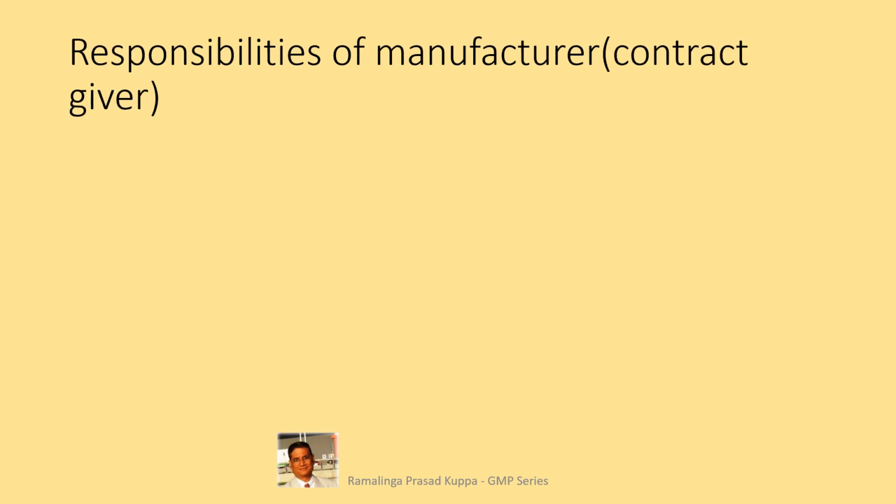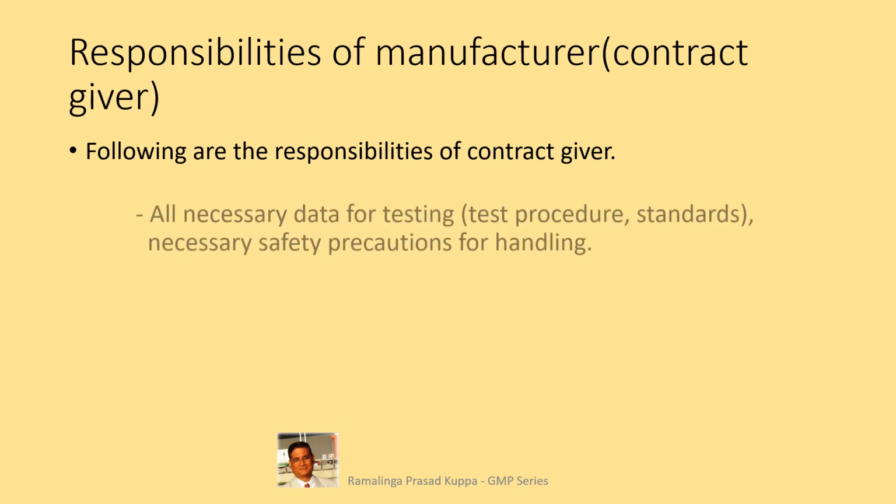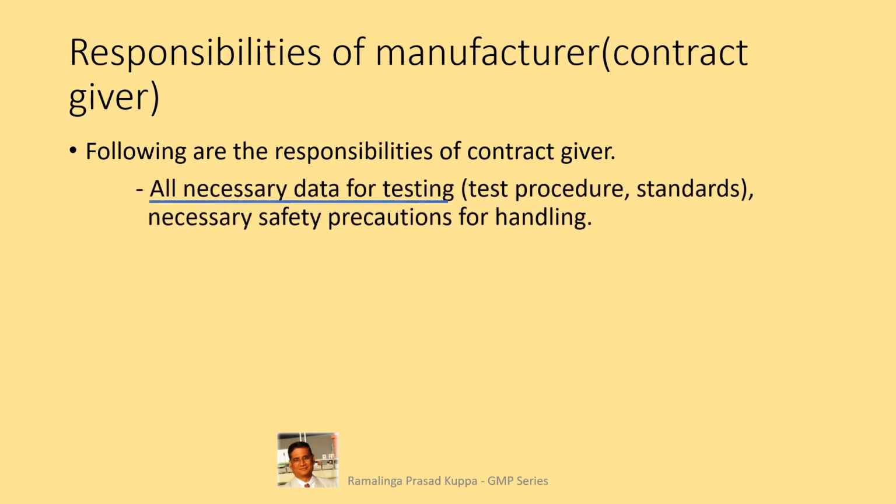Let us see the responsibilities of the manufacturer, the contract giver. Following are the responsibilities of the contract giver. All necessary data for testing, the test procedure, standards, necessary safety precautions for handling. If it is not the pharmacopoeial procedure, it is the responsibility of the contract giver to provide the validated method for analysis. Also, if the reference standards are specific and are not freely available in the market, the contract giver should provide such standards.